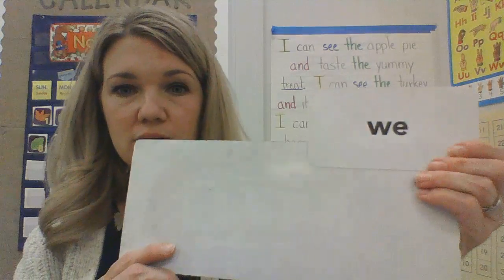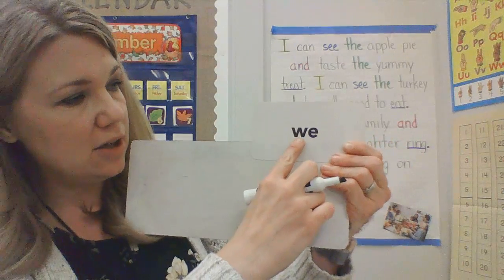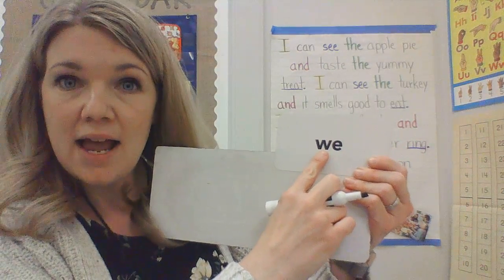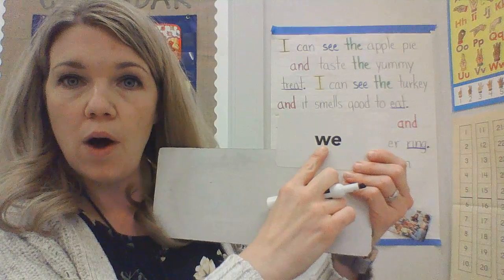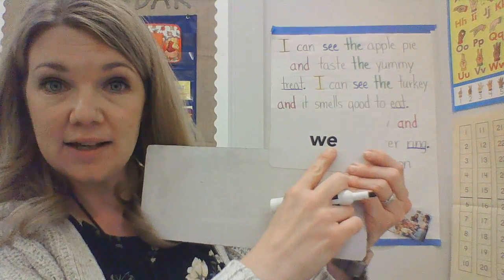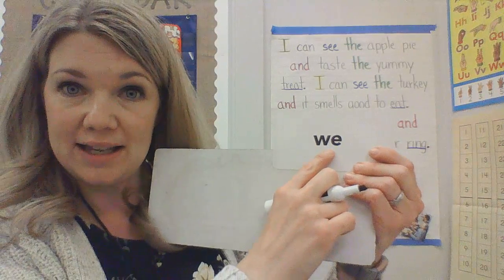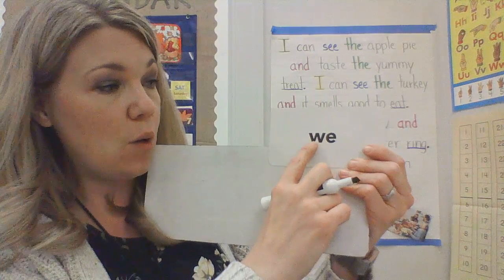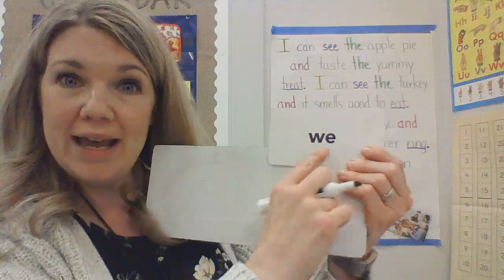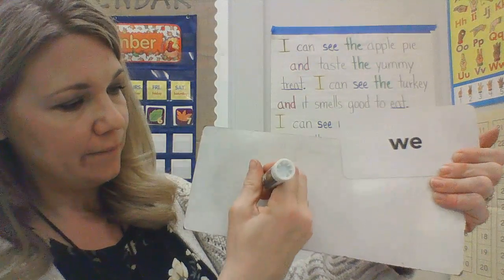And our last sight word is our newest sight word that we just learned this week. This is our new sight word. Now let's look at it together first. This letter is the letter W. It makes the w sound. This letter is the letter E, and in this word, it is going to be the long E. It's going to say its name. So W-E, we. Let's write it together.